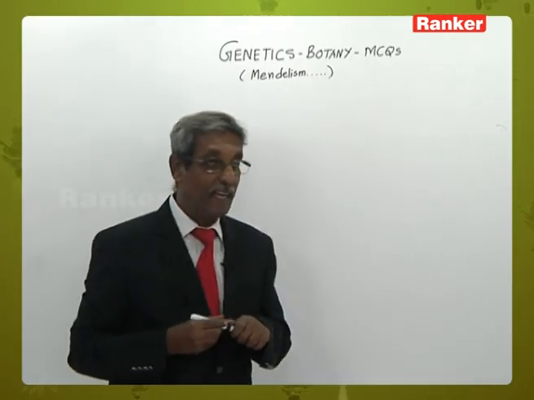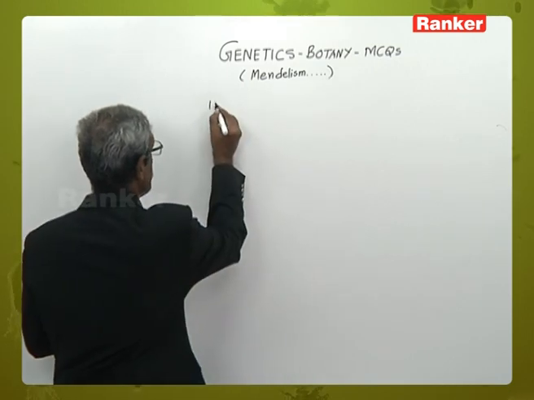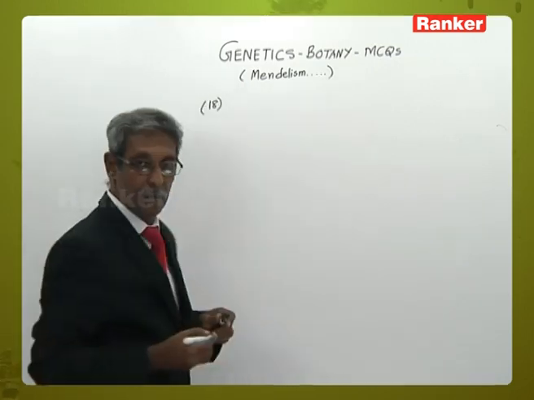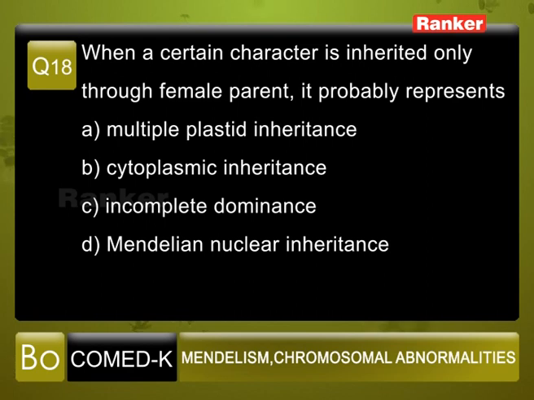Now, we are going to the 18th question. When a certain character is inherited only through the female parent, it probably represents A, multiple allelic inheritance, B, cytoplasmic inheritance, C, incomplete inheritance, or D, Mendelian nuclear inheritance.